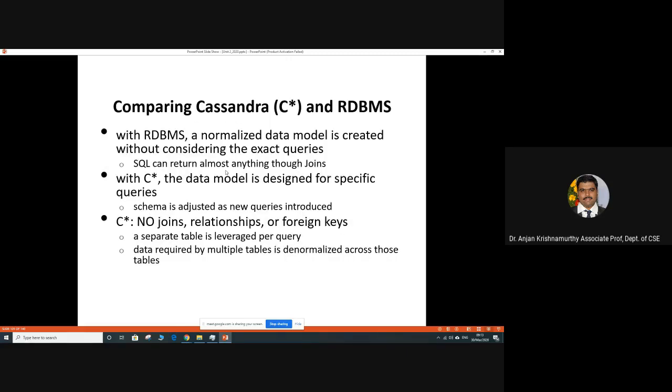So comparing Cassandra with RDBMS, RDBMS has a normalized data model which is created without considering the exact queries. SQL can return almost anything through joins, but in the case of Cassandra, the data model is designed for specific queries. The schema is adjusted every time for new queries. Cassandra does not have joins, relationships, or foreign keys. A separate table is leveraged for each query. The data required by multiple tables is denormalized across the tables.